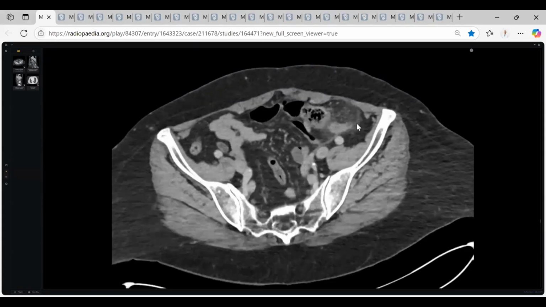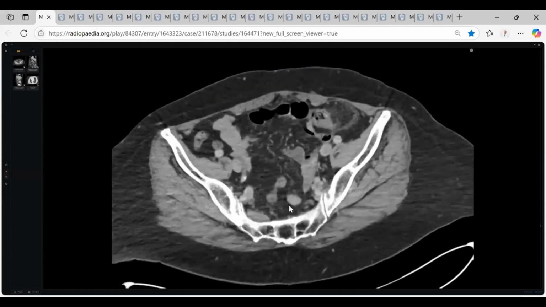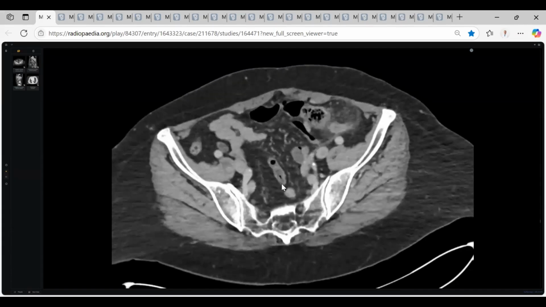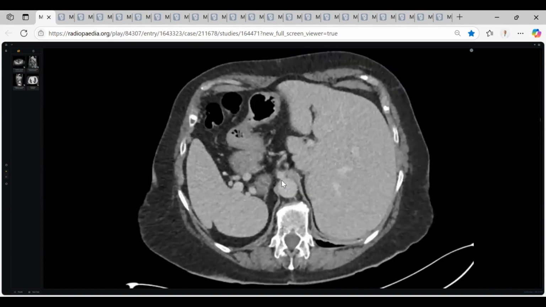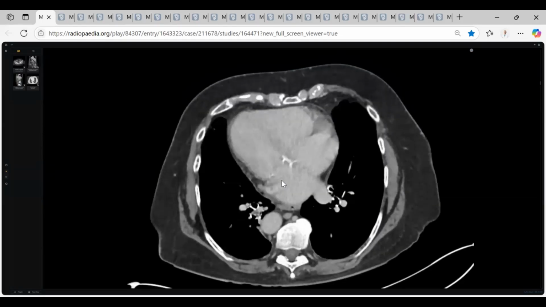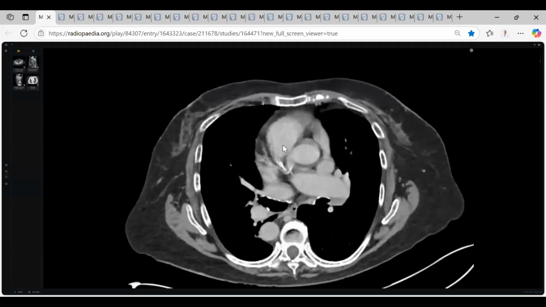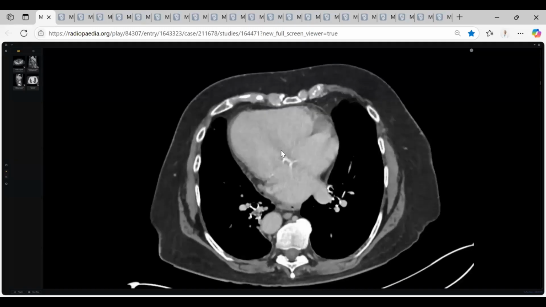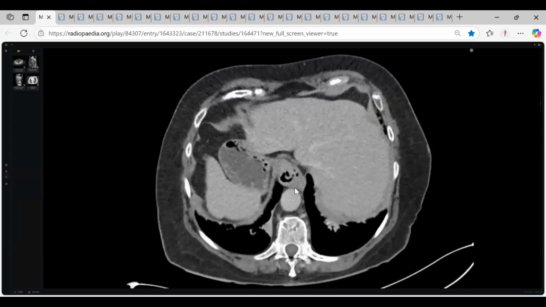This patient presented with left iliac fossa pain, acute pain. I would like to scroll from top to bottom. I'm presented with thoracic and abdominal axial slices of the CT abdomen and thorax.